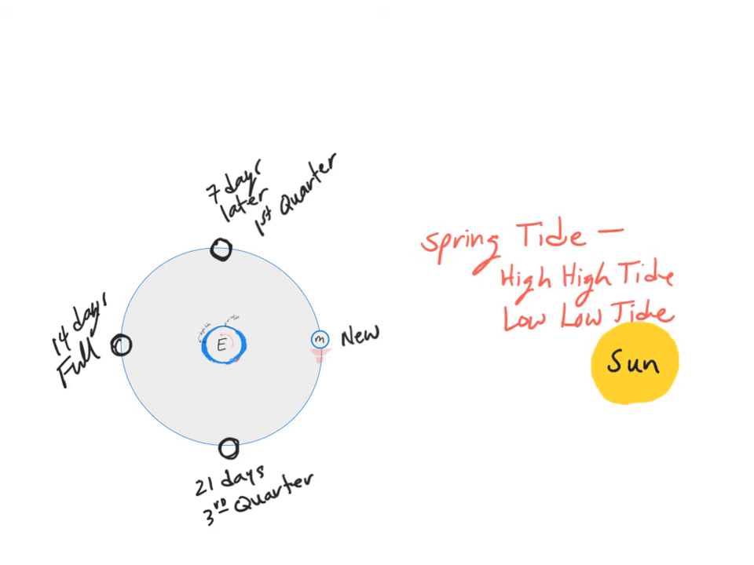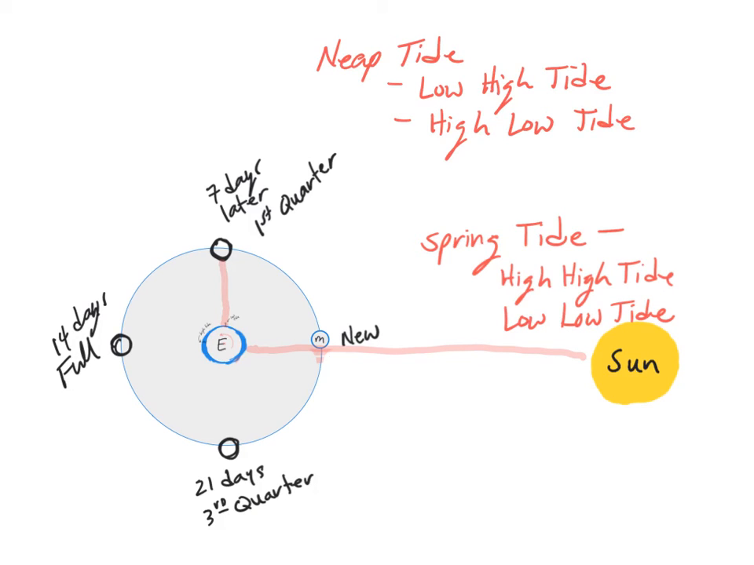All right, so let's consider what would happen now when we're at a first quarter moon. We're still going to have the moon's attraction for the Earth. We're also going to have the sun's attraction for the Earth. But now the force of gravity by the moon and the force of gravity by the sun are, in a sense, kind of canceling each other out. And what we're going to end up with here is going to be an especially low high tide and an especially high low tide. We call this a neap tide.